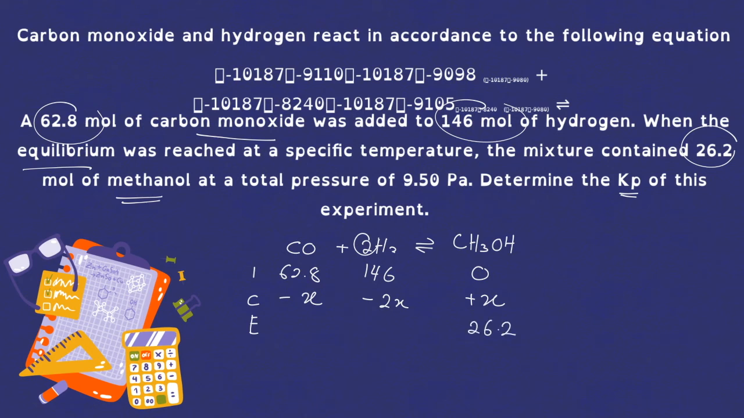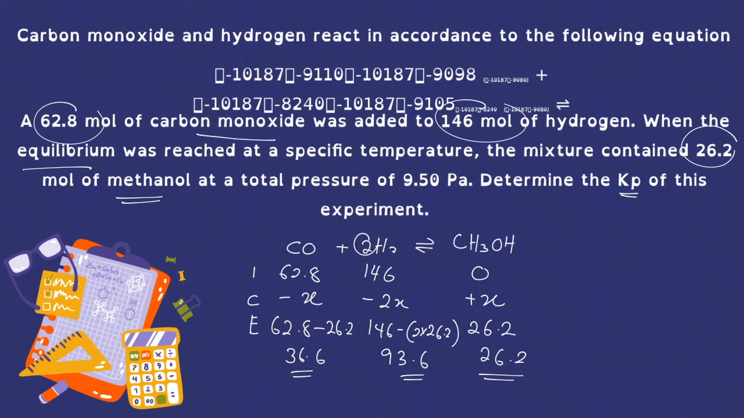Therefore, this one for carbon monoxide at equilibrium is 62.8 minus 26.2, and this one for hydrogen 146 minus 2 times 26.2. Therefore, we get at equilibrium the amount of carbon monoxide is equivalent to 36.6, and for hydrogen is 93.6, and for methanol obviously is 26.2. So we have now finished our ICE diagram.